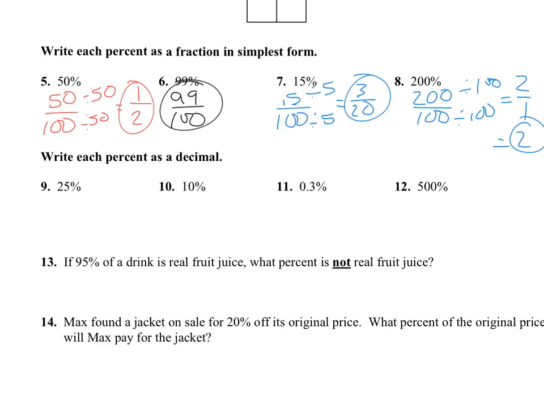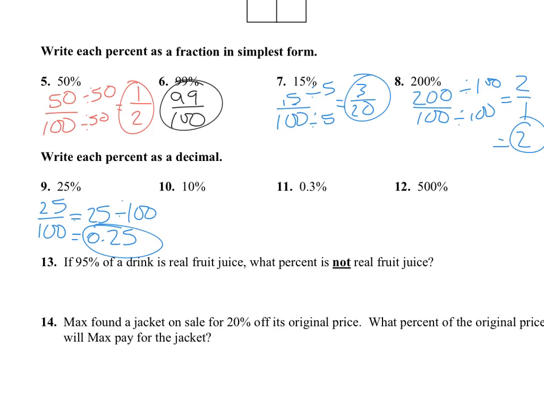Alright, numbers 9 through 12. It says write each percent as a decimal. So here's how you write a percent as a decimal. The first thing you do is put 25 over 100. And then to change a fraction into a decimal, you take the numerator and divide it by the denominator. 25 divided by 100 is 0.25. And that's my final answer.